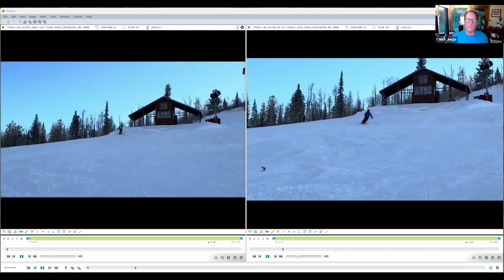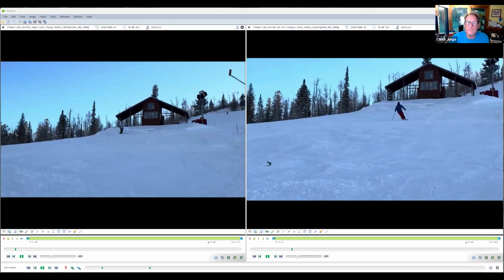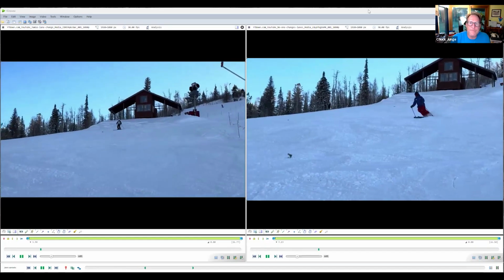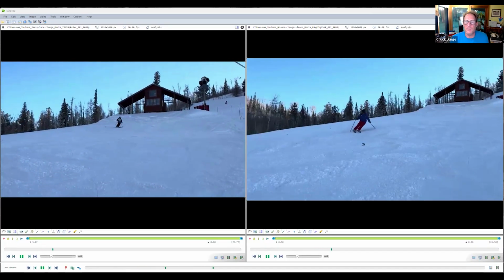So, all right. We're going to start out with the L3 group. And we're going to watch those videos. And who wants to speak about the skier on the left? The one we've already talked about in terms of rotation. Don't everybody volunteer at the same time.